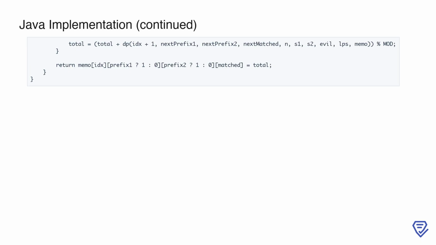Finally, the computed value for the current state is stored in the memoization table to avoid redundant calculations in future calls. This process ensures that we efficiently explore all possible strings between S1 and S2 while avoiding any that contain the evil substring. The function ultimately combines dynamic programming with efficient string matching techniques to solve this problem within the given constraints, producing the total number of good strings modulo mod.